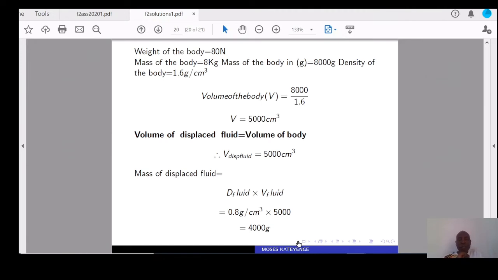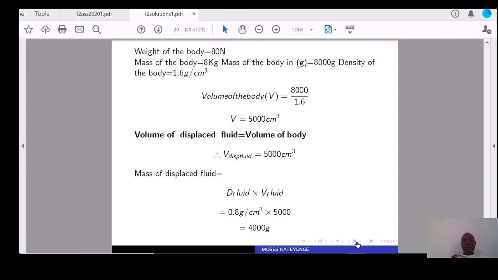The next question was telling us to find the apparent weight of the body in the liquid. They gave us the density of the liquid, and at the same time they gave us the density of the body. Now in this case, we have the real weight, or the weight of the body in air. Now I know that if I have the weight of the body in air, I can get its mass, because I know that weight is equal to mass times acceleration due to gravity. So if I use this relationship, I'm going to get a mass of 8 kilograms.